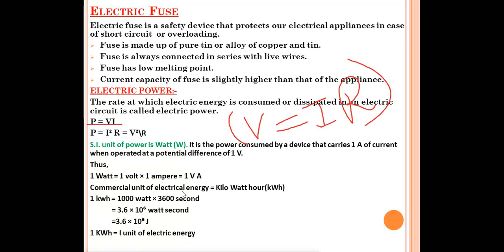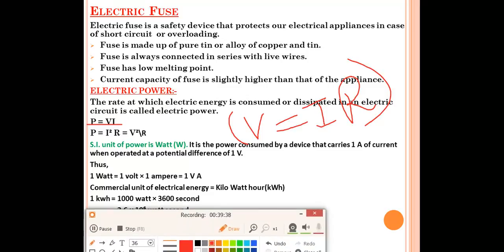And what is the commercial unit of electrical energy? Kilowatt hour, kWh, also commonly called a unit. When your electricity bill comes, you can see they write unit. So that is the commercial unit of electrical energy. 1 kilowatt hour equals 1000 watt times 1 hour, and in 1 hour there are 3600 seconds. Multiplying 1000 with 3600 seconds, we get 3.6 into 10 to the power 6 watt second, which is equal to 3.6 into 10 to the power 6 joule. So 1 kilowatt hour equals 1 unit of electric energy. You should remember this relation also: 1 kilowatt hour is equal to 3.6 into 10 to the power 6 joule.